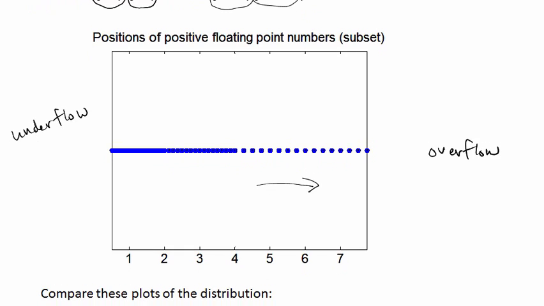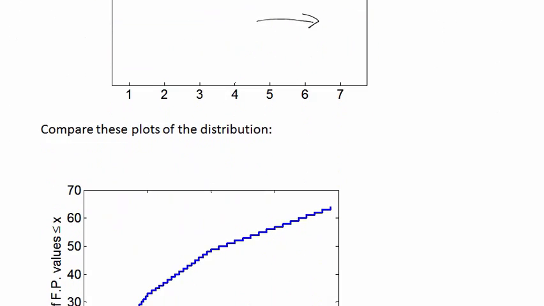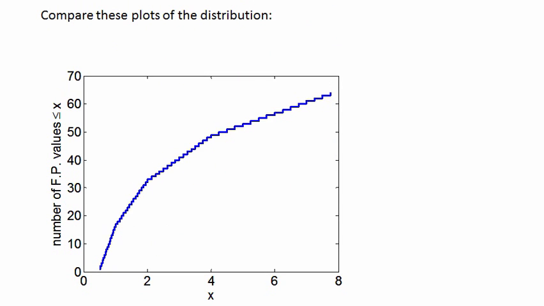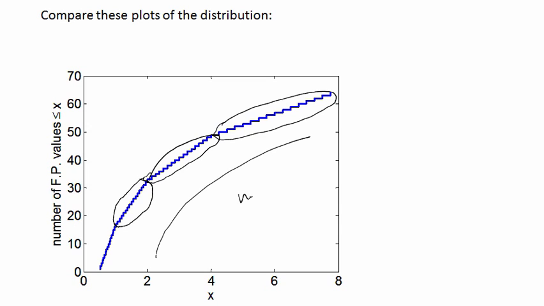Another way of getting your head around these numbers is to graph the distributions. Here's one graph where I'm showing how many values are less than or equal to x, where x is on the x-axis. You can see that here's our standard interval, x between 1 and 2. Within there you have equally spaced points. And from 2 to 4 you have equally spaced points. And from 4 to 8 you have equally spaced points. But that spacing changes as you go from left to right, so the overall trend is nonlinear.